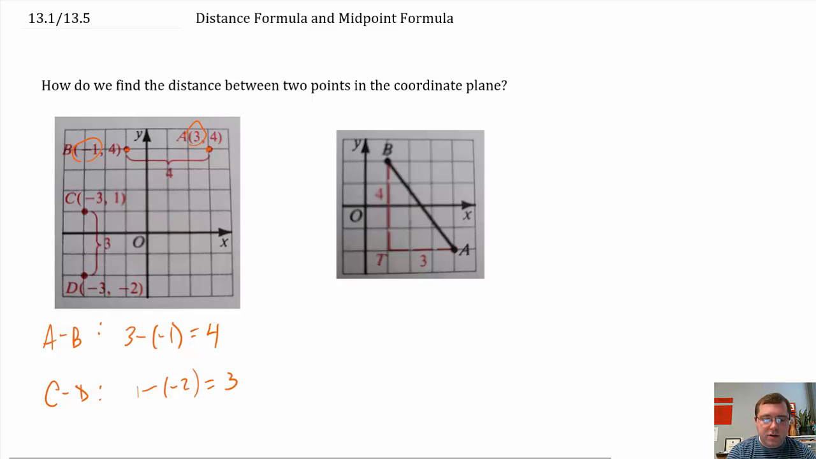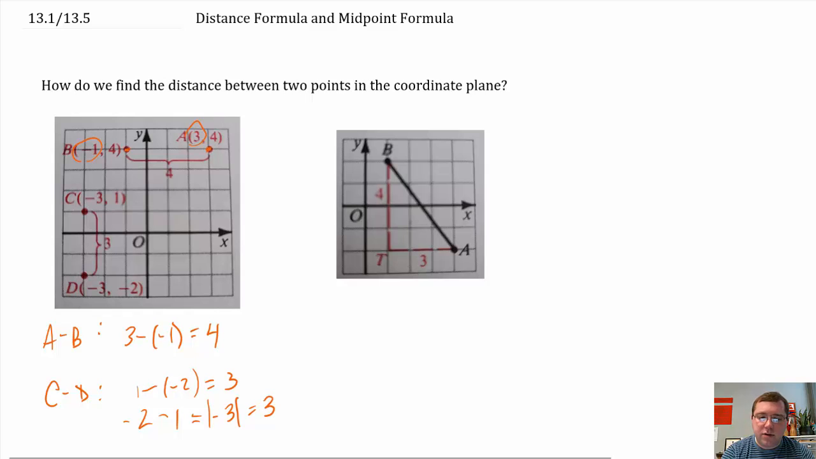Now you may ask, what if we did -2 minus 1 instead? Well, that's -3, but a distance is always positive, so if you get a negative number, take its absolute value and treat its distance as a positive 3. So in that case, it doesn't really matter the order in which you subtract them, as long as you take the absolute value of your answer.